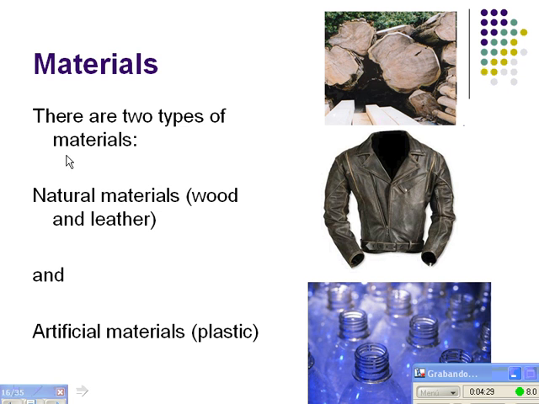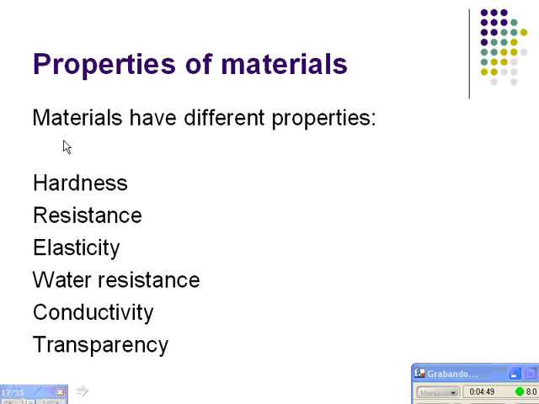Materials. There are two types of materials: natural materials and artificial materials. Examples of natural materials are wood and leather. And an example of an artificial material is plastic. Properties of materials. Materials have different properties: hardness, resistance, elasticity, water resistance, conductivity, and transparency.